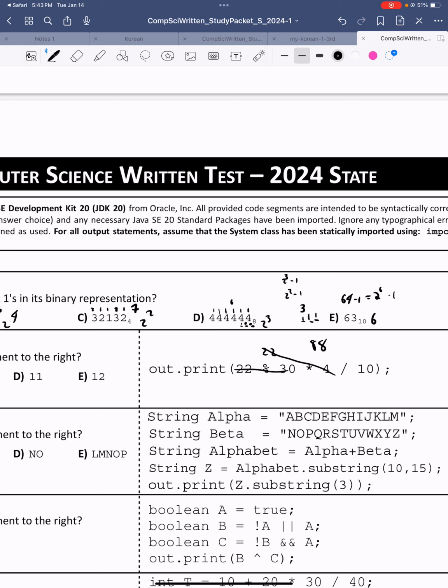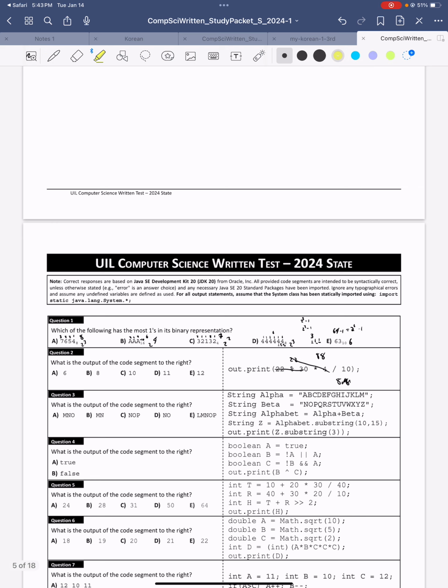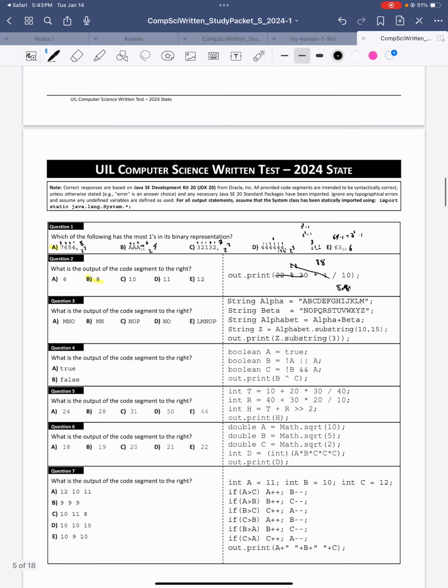88 divided by 10. Well, 88 is an integer and 10 is an integer too, so we're going to get 8.8, but we truncate, so it's just going to be 8. So the answer is B. This one's A. Okay, next one, C.